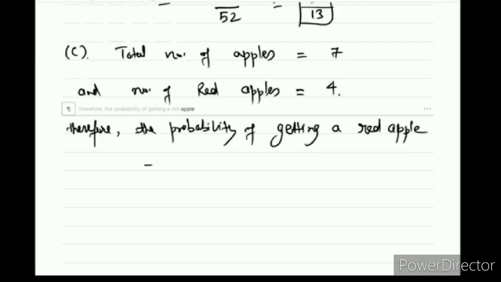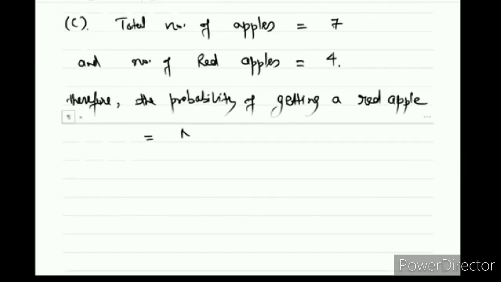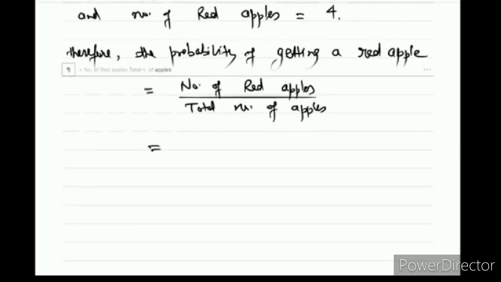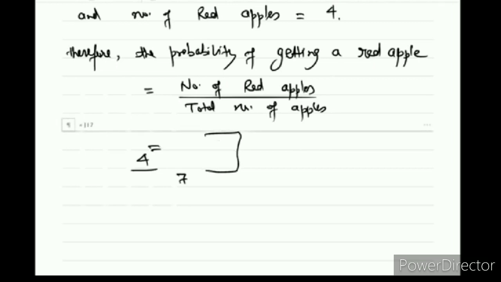Therefore, the probability of getting a red apple is equal to number of red apples divided by total number of apples, that is equal to 4 by 7. Yeah, 4 by 7 is the probability of getting red apples. It's the same on all these parts of the answers.